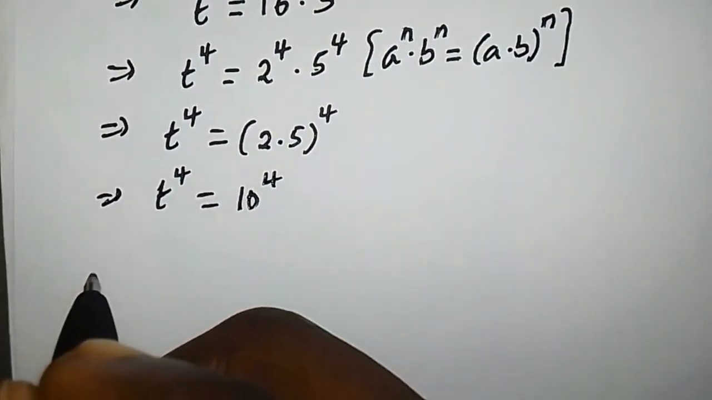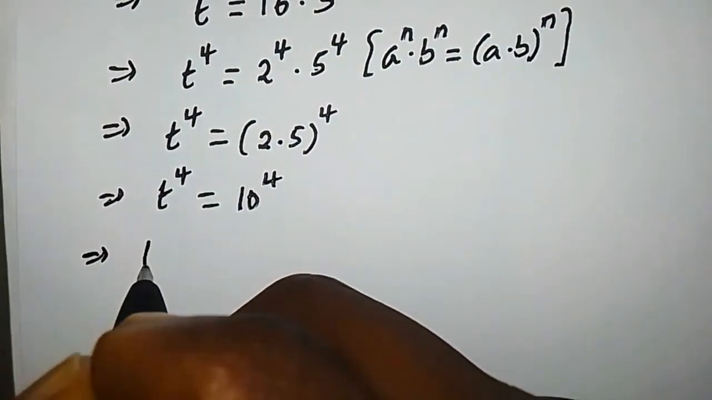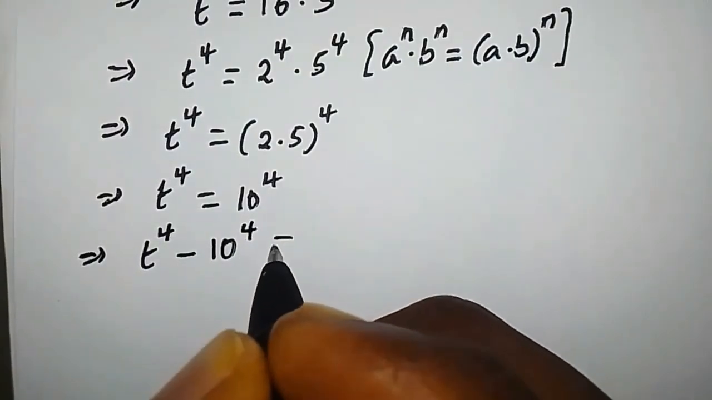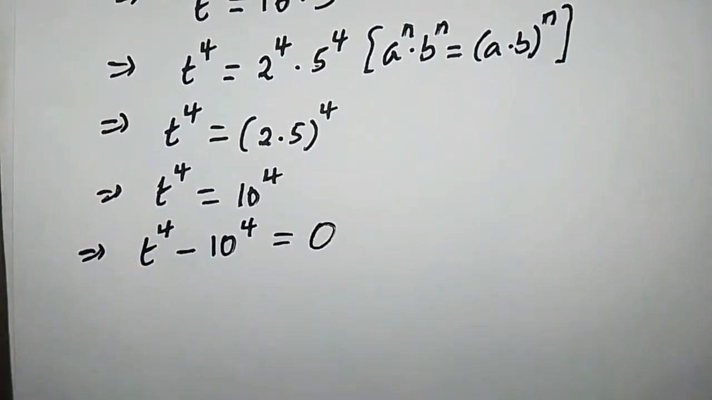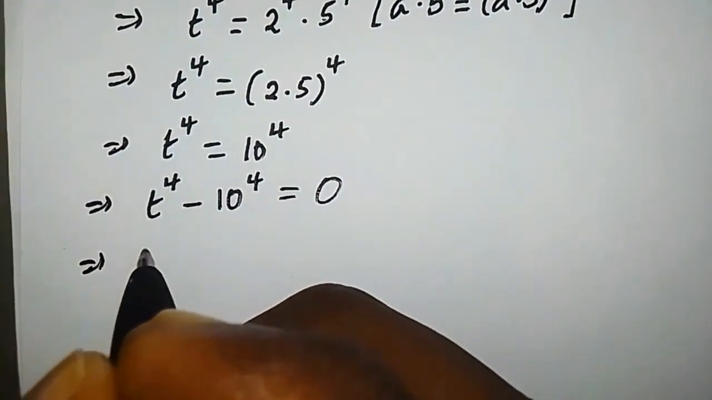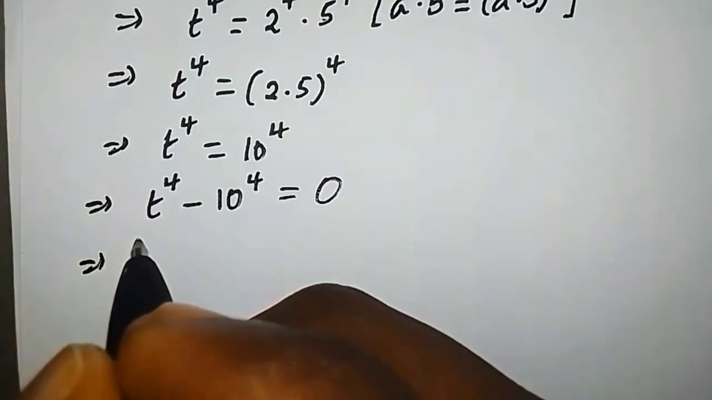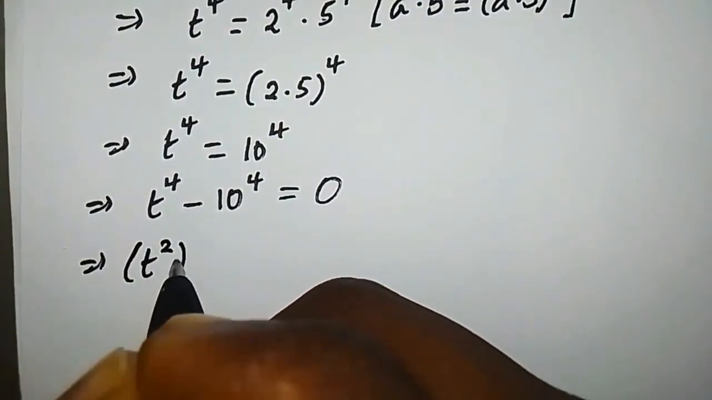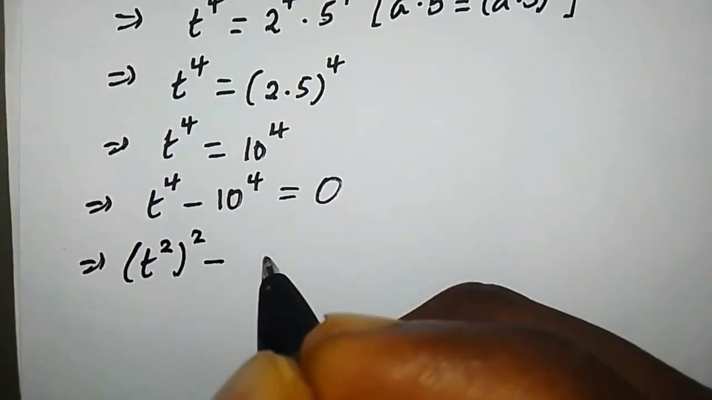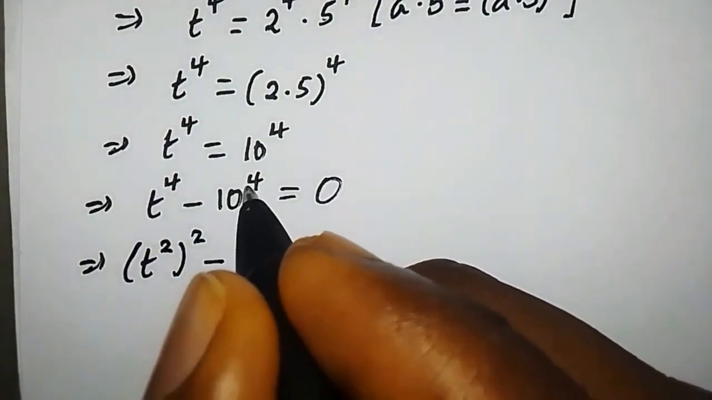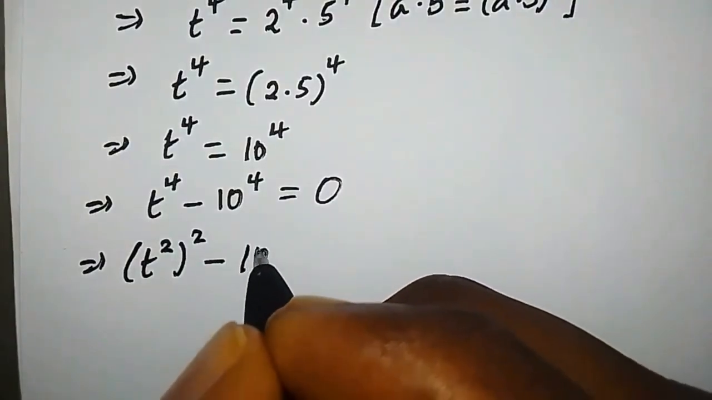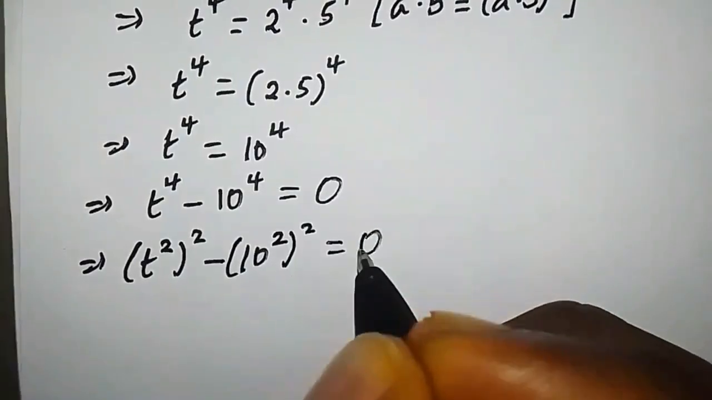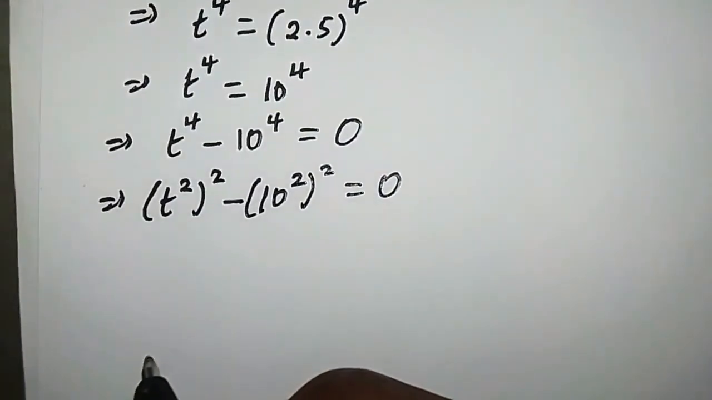Let's continue. This implies that t^4 minus 10^4 is equal to what? Is equal to 0. This means that I can rewrite t^4 as (t^2)^2. Likewise, I can rewrite 10^4 as (10^2)^2, equal to 0. Let's continue.